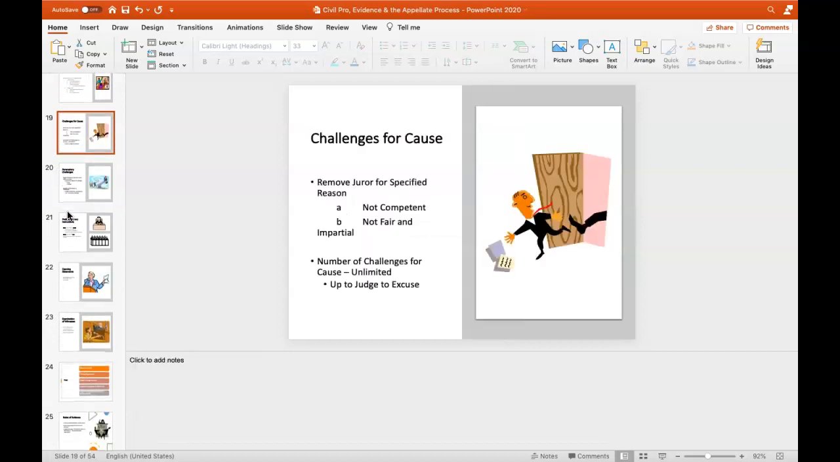There are 2 types of challenges. First is a challenge for cause. The parties have an opportunity to remove some jurors for cause. This means they must state a valid reason. Each party is allowed an unlimited number of these challenges. This is how it works.